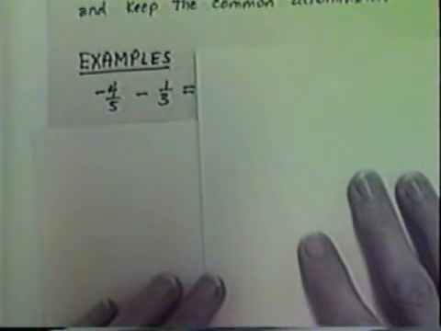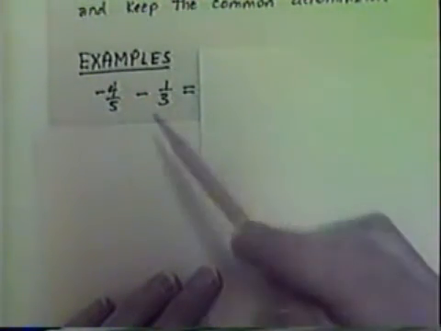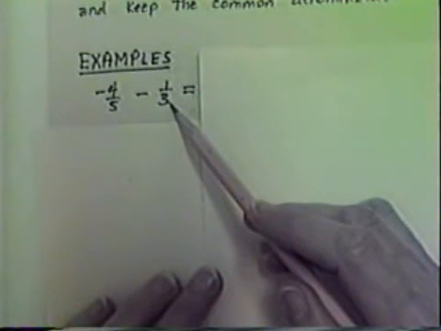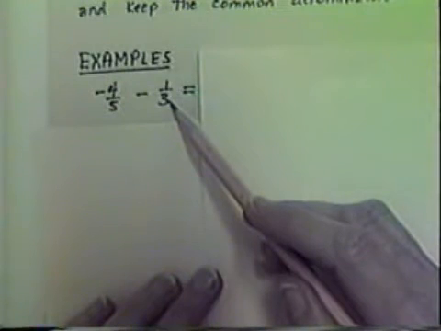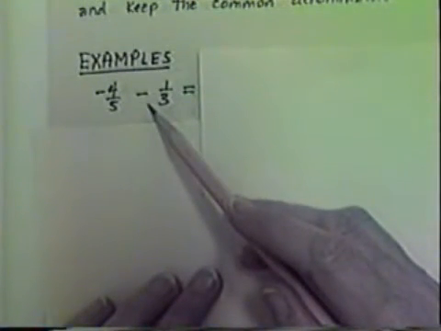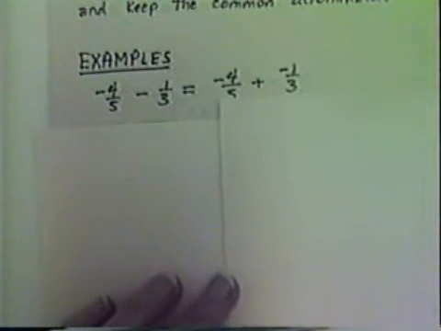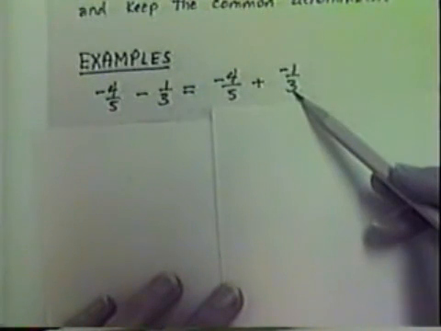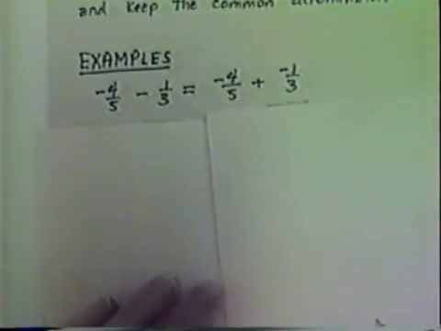Our first example is -4/5 subtract 1/3. We're subtracting fractions. That means we must change subtract to add and take the opposite of the second number. So -4/5 subtract 1/3 becomes -4/5 add the opposite of 1/3, -4/5 add -1/3. Then we find a common denominator. Common denominator for 5 and 3 is 15. And so we change each of these to 15ths.